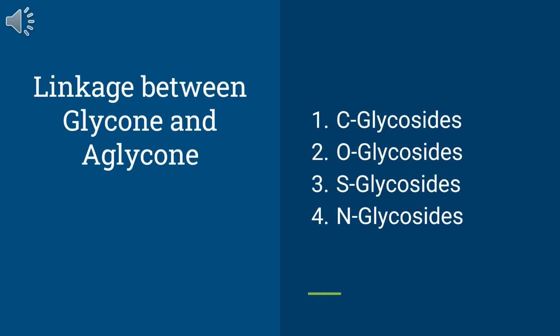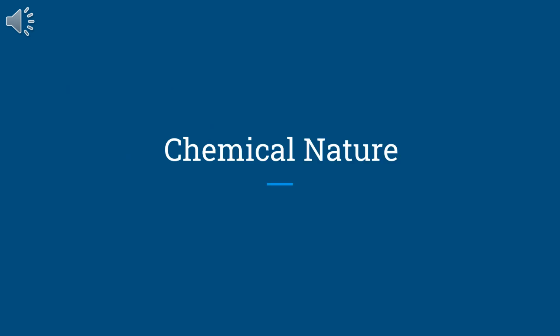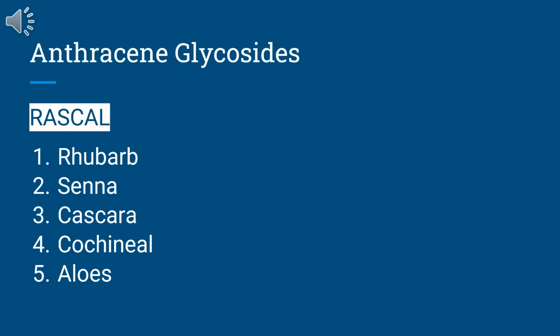On the basis of the linkage between glycone and aglycone, glycosides can be classified into C glycosides, O glycosides, S glycosides, and N glycosides. The first category is classification of glycosides on the basis of chemical nature, out of which the first one is anthracene glycosides.